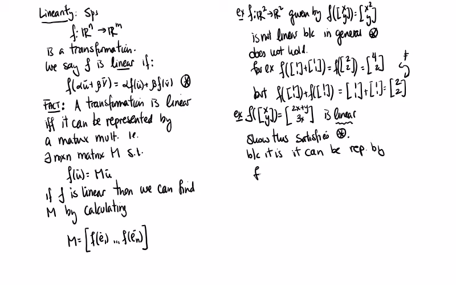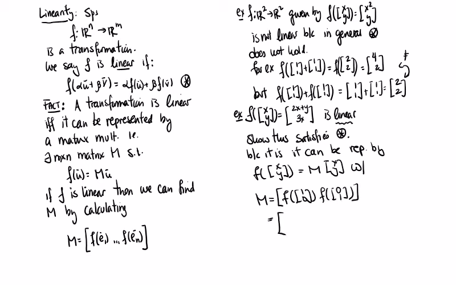so I could rewrite, in place of the way it's written, I could write this as M times xy, and the M that would do it is what I would do. I'd do f of (1, 0), f of (0, 1). Sorry, f of (1, 0) is (2, 3), f of (0, 1) is (1, 0). So that's the matrix that represents this linear transformation.